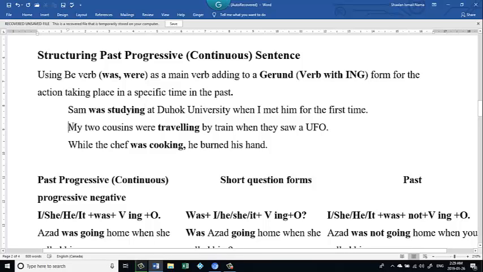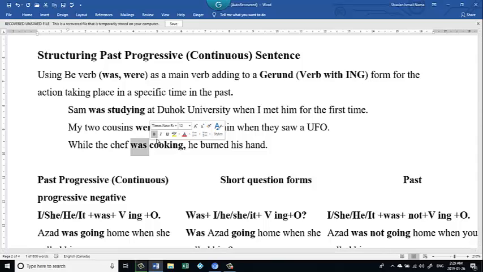Then we go to the second one. My two cousins were traveling by train when they saw a UFO. Here we have past continuous, then here simple past. If we look at the sentence here, while the chef was cooking, he burned his hand. This is past continuous because the cooking started, I don't know, a couple of minutes or a couple of hours earlier, but the burning will start only once.